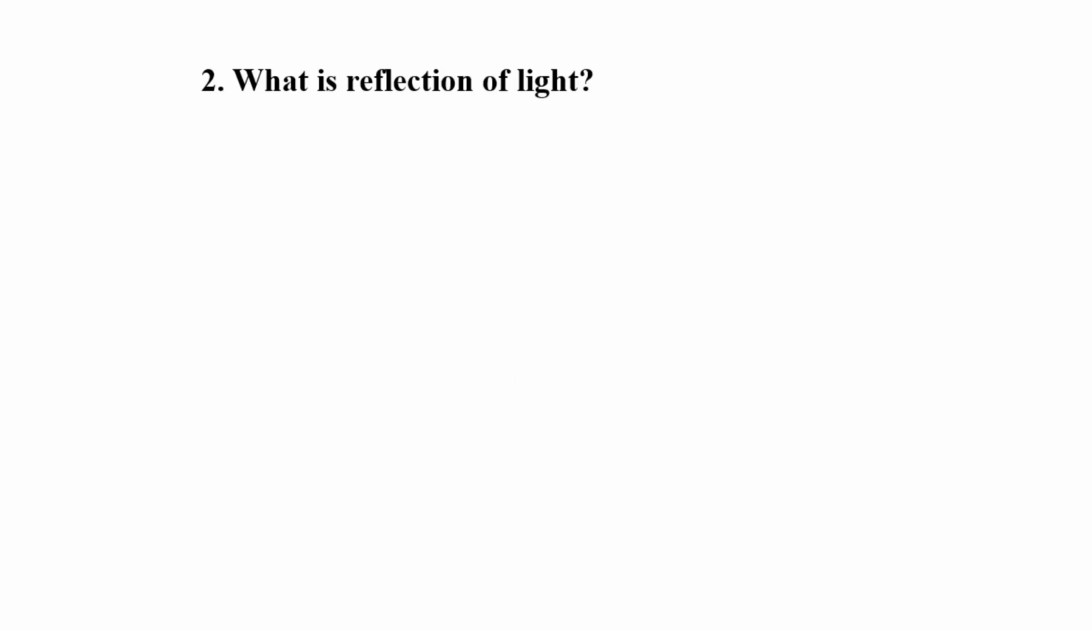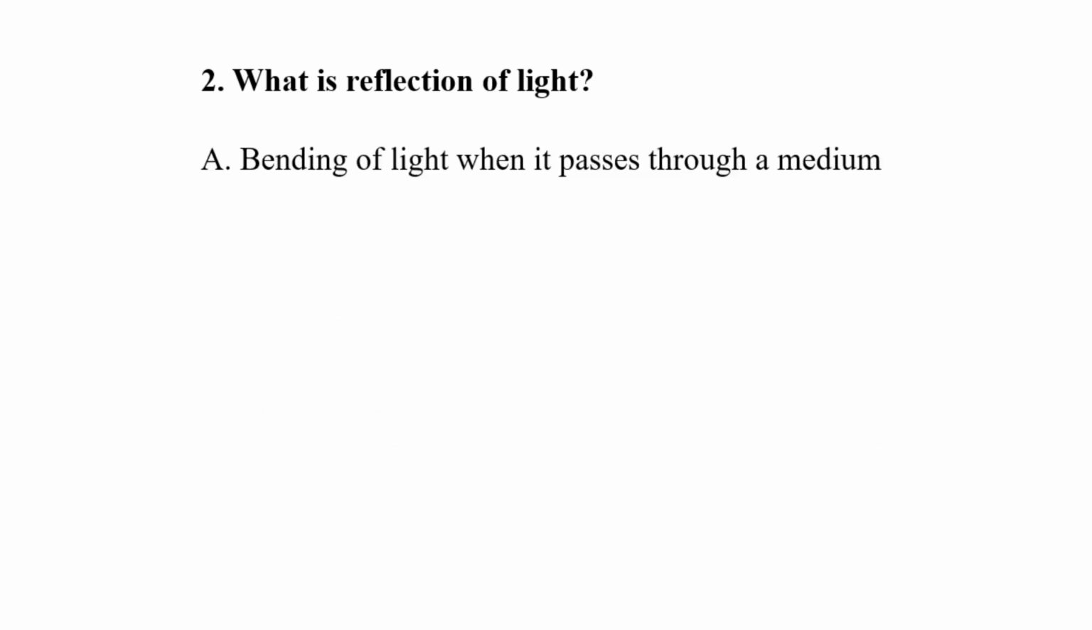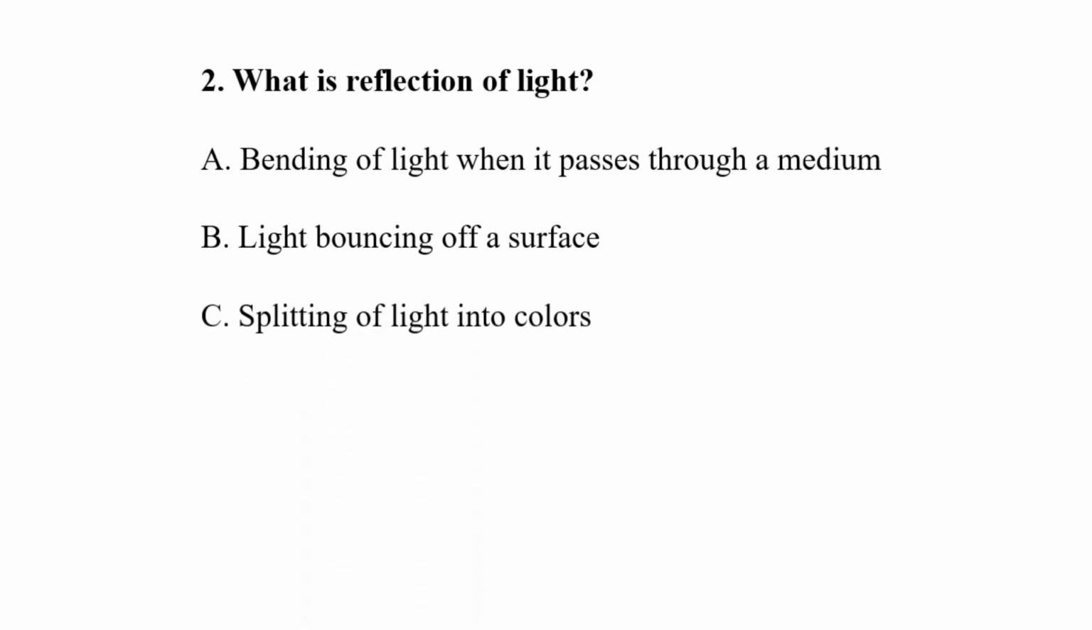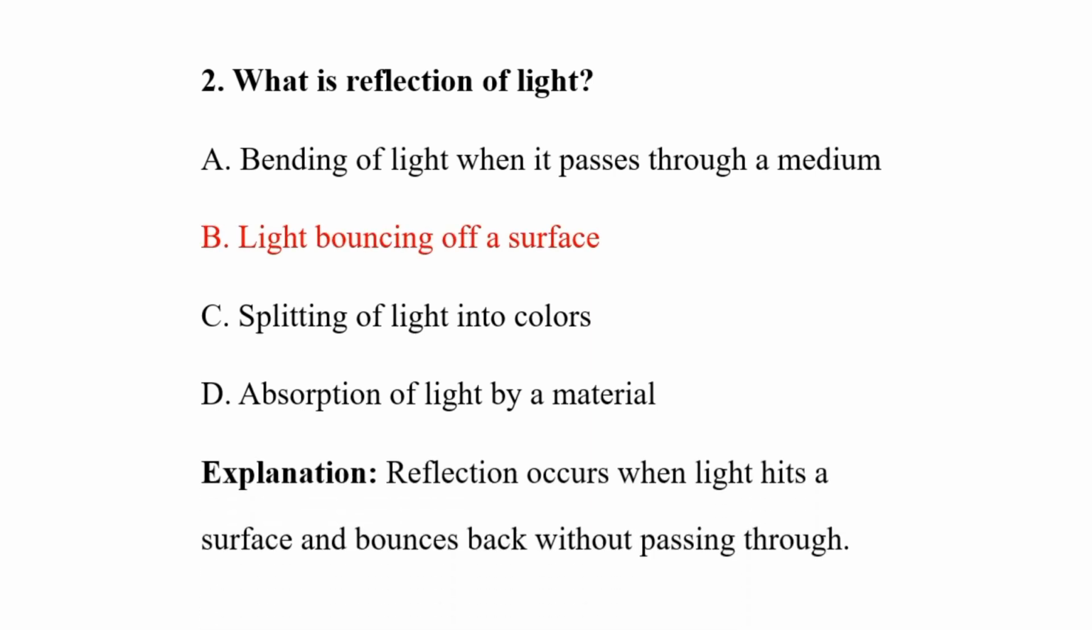Question number 2. What is reflection of light? A. Bending of light when it passes through a medium. B. Light bouncing off a surface. C. Splitting of light into colors. D. Absorption of light by a material. The answer is light bouncing off a surface. Reflection occurs when light hits a surface and bounces back without passing through.